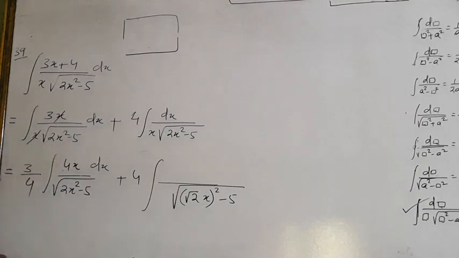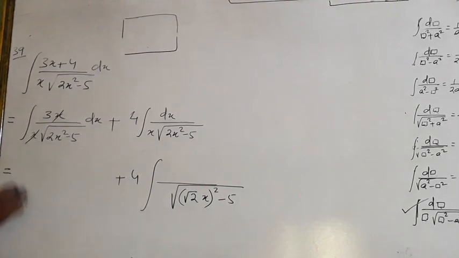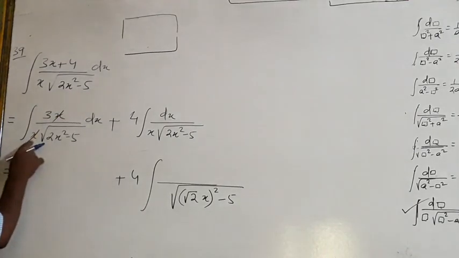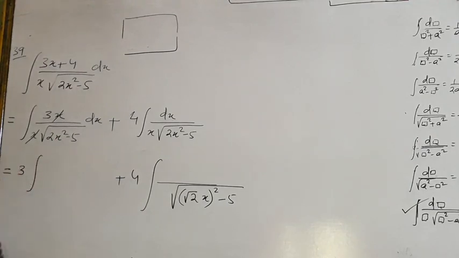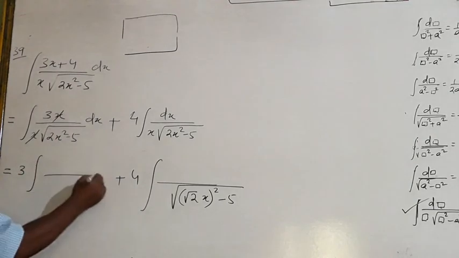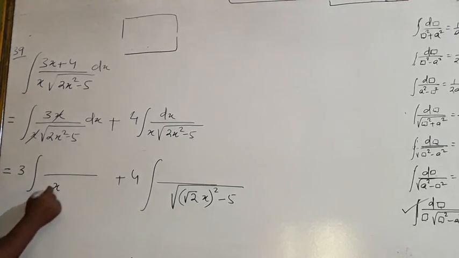So look here, 3x by x into root over 2x square minus 5. Now x cancels, 3 is the constant, it goes outside. So it is root over 2x square minus 5.